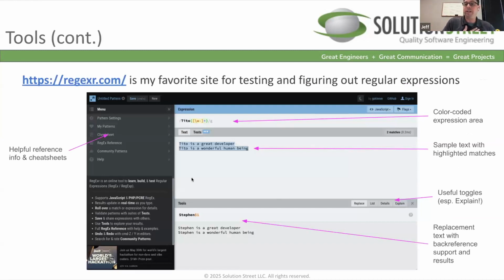My personal favorite for testing and figuring out what regular expressions to use is called regexr. This is a screenshot of what it looks like. It's got some helpful references and cheat sheets over here on the left. It's got a nice color-coded expression area. You can put in whatever sample text you want. This was the example I used before, and it shows the full matches. At the bottom, you can do several things, like explain, where it'll break down the regular expression into what it's matching. You can even have some replacement text with your back reference and see the results. So this is basically what I had done a couple of slides ago.